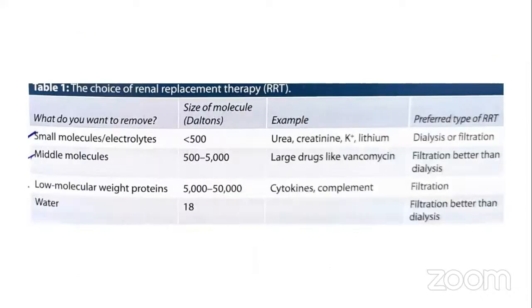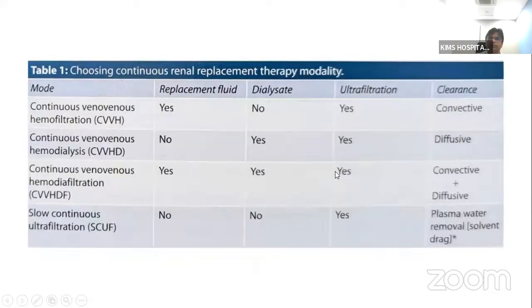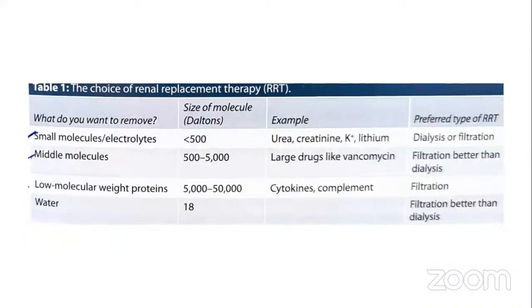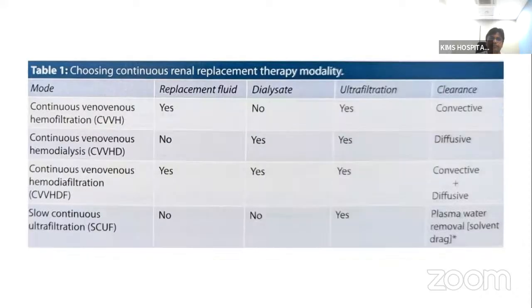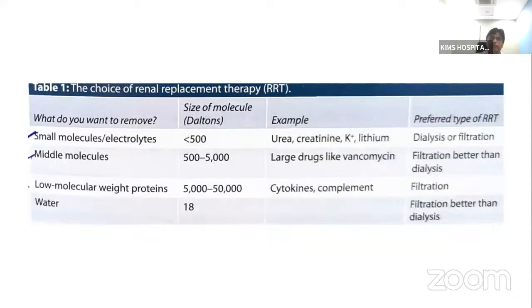So how to choose the mode in CRRT? It is based on which molecule we are targeting. Suppose we are targeting urea, creatinine, potassium, and other electrolytes, we can consider dialysis, and to some extent filtration. Dialysis is more effective in removal of the small molecules. If you are considering removal of middle molecules and low molecular weight proteins, such as cytokines, complement or any drugs, like in case of drug overdose, filtration will be better than dialysis. For removal of water, SCUF, the ultrafiltration mode, will be better.